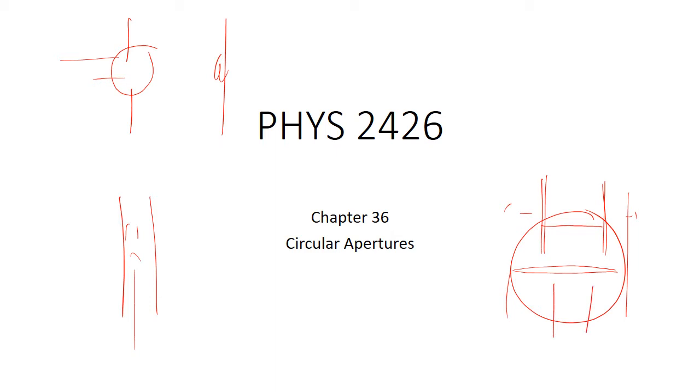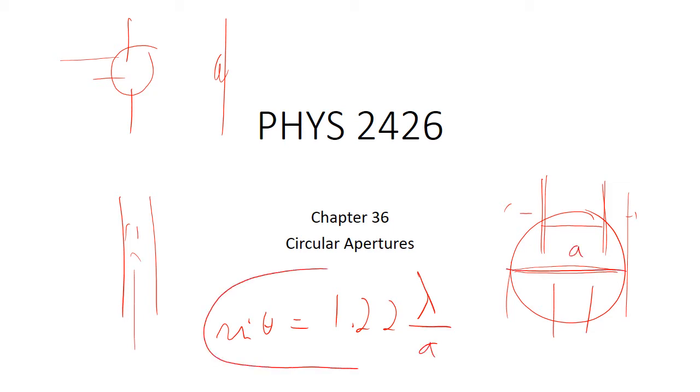Well, actually calculating this involves some two-dimensional integrals, so we're not going to really worry about doing the calculation. We're kind of short on time, last set of lectures here, so I'll just give you the answer. And the answer here is that the resolution, sine of the angle, is going to be 1.22 lambda over A, where A is the diameter. The 1.22 comes from the integrals.